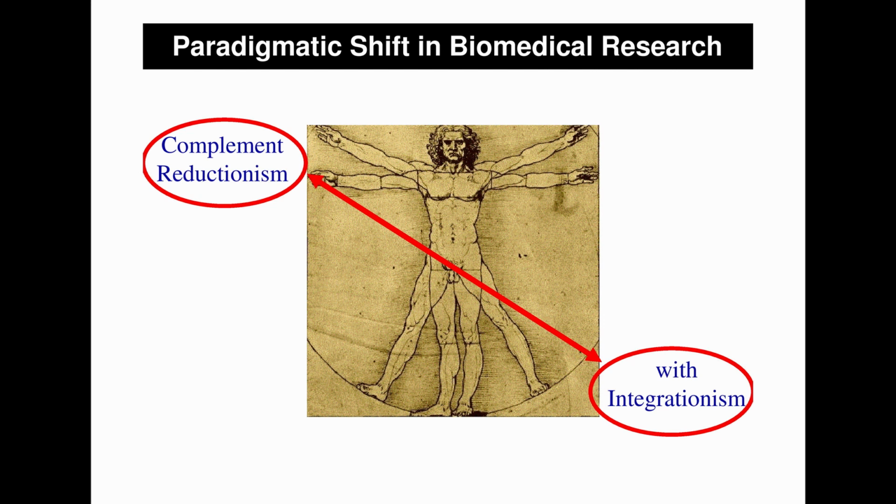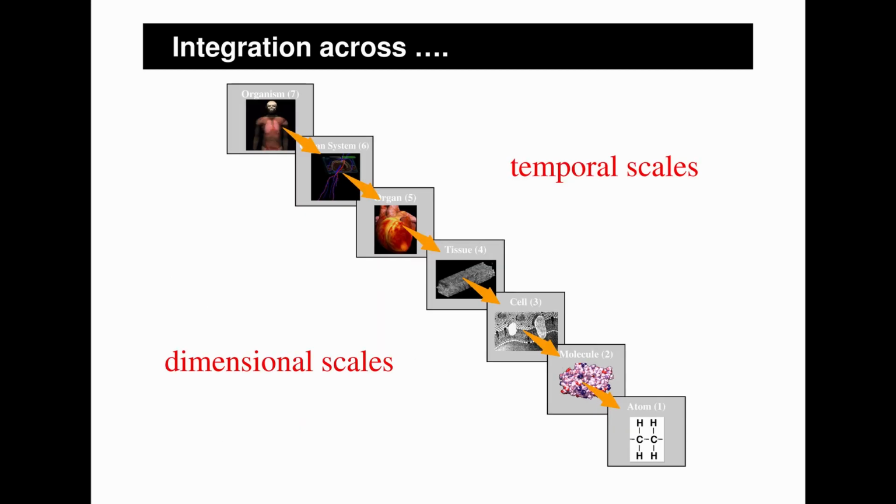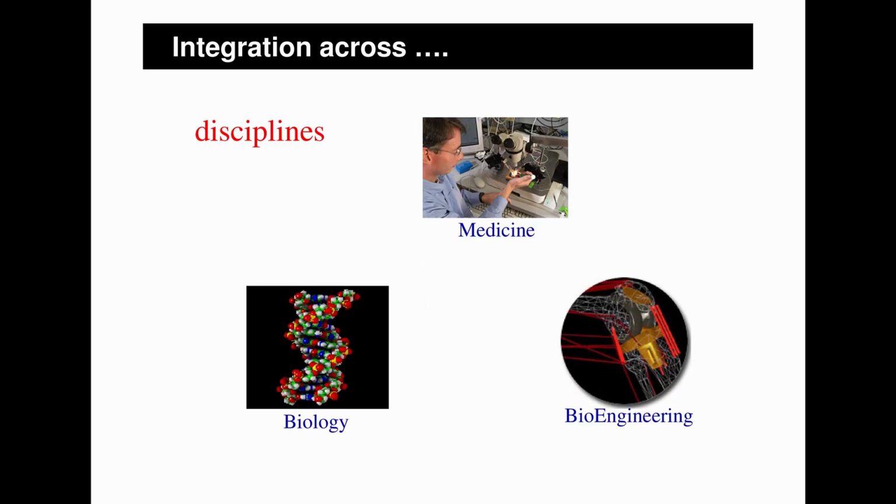So integration, what we mean is integration across subsystems. So different parts, the endocrine system or the digestive system, cardiovascular system, etc. Across scales in terms of dimension, from the organism right through down to the tissue, cell, the atom, and in temporal scales, because things are happening at different time scales within the body, and across disciplines. And this is quite important because often there are barriers. People in different disciplines work in different ways. They have different conventions. They use different units. The way of thinking of data is different. And getting this communication going is a work of art in itself.